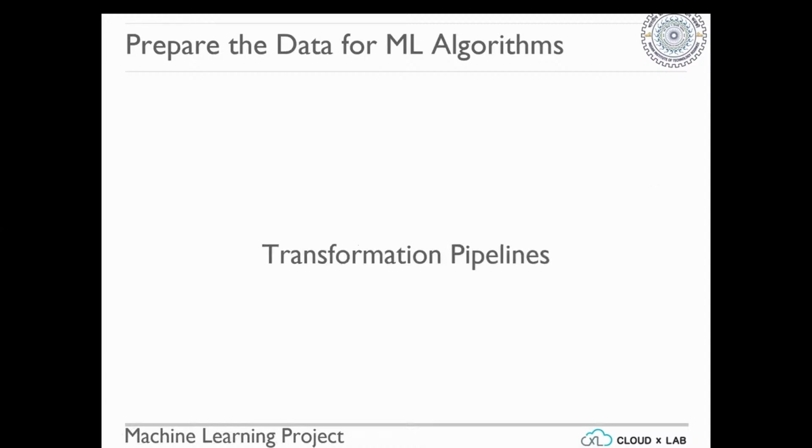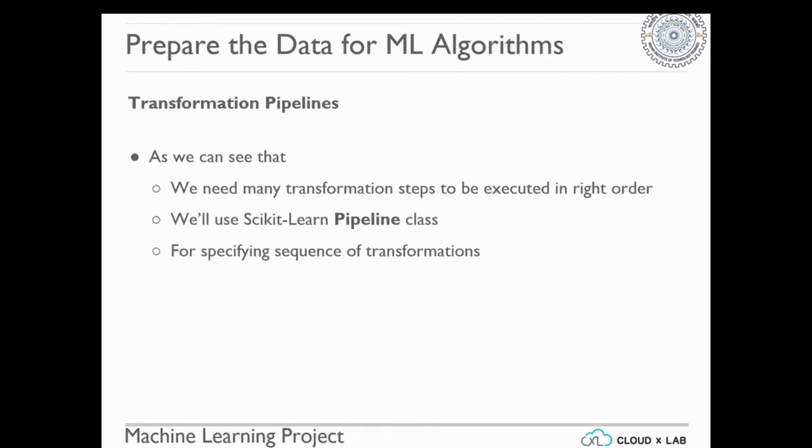Yes. Transformation pipeline. Sometimes we can execute several transformation steps and combine these transformation steps to make a single pipeline, right? And for that, we will use the scikit-learn Pipeline class, right?